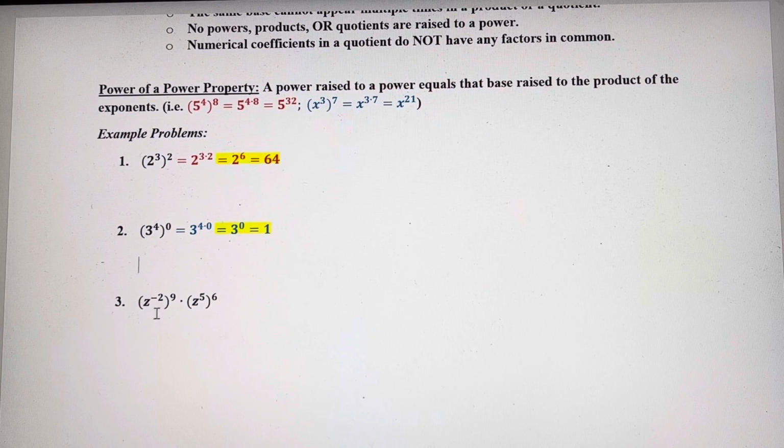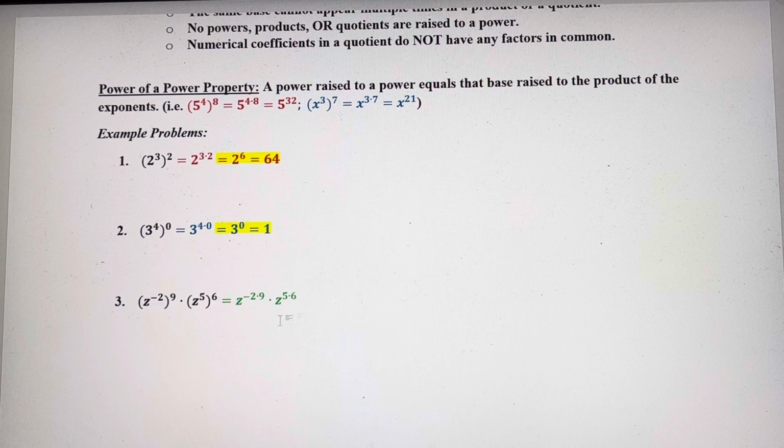Number 3, we've got two different z's here. We've got a z to the negative 2 raised to the 9th power, and we've got a z to the 5th raised to the 6th power. So let's simplify each of those individually, and then we'll use the rule that we went over yesterday, okay? A product of two powers, and we're going to add those exponents. But let's break it down here. So we're going to multiply here. We got negative 2 times 9, and we've also got 5 times 6.